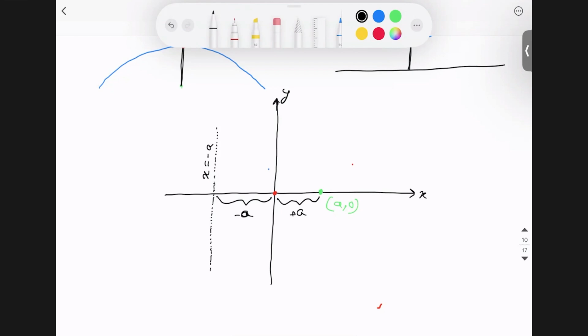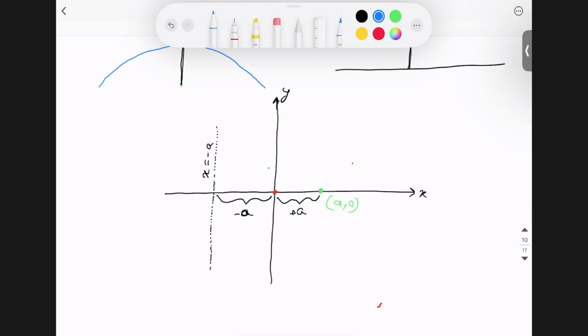Okay, so thus we have obtained a straight line that is called the directrix, and a green point that is called the focus. Now we want to find all those points which are equidistant from the straight line and from this focus. Okay, so what will be the equation of the parabola then? How will the parabola look? The parabola will look like this.